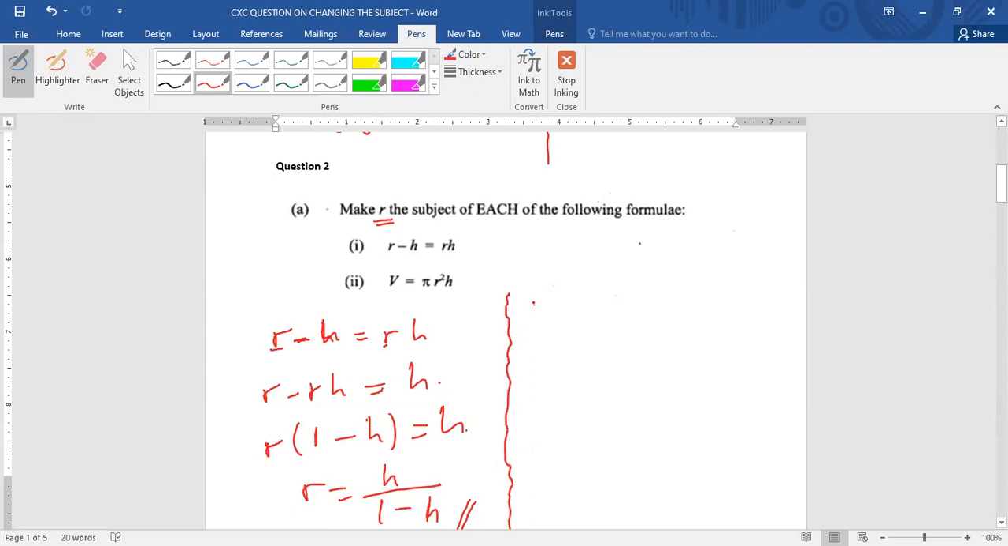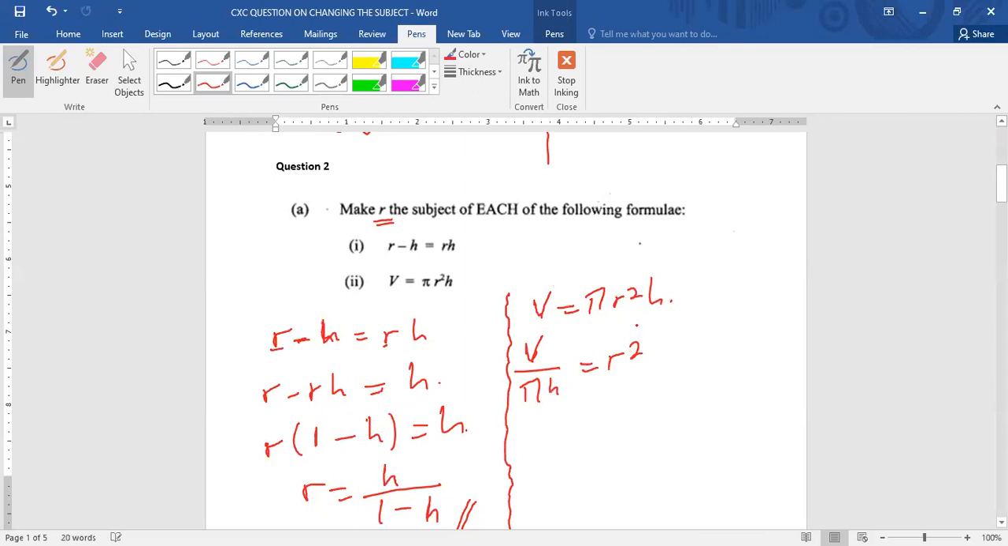All right. V is equal to pi R square H. Then the next question, they want to make R the subject. What will I do here? You carry over the pi and the H. What is the pi and the H doing with the R square? Multiply. What's the opposite of multiply? Divide. So that means V over pi H is equal to R square.